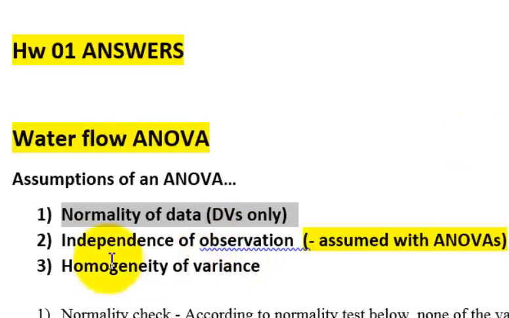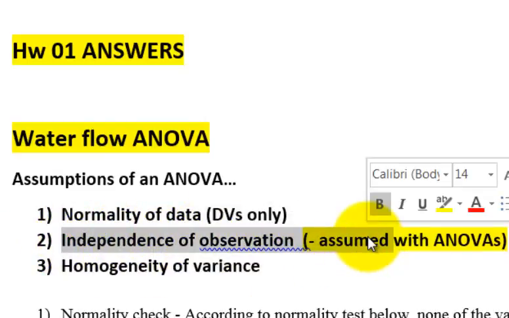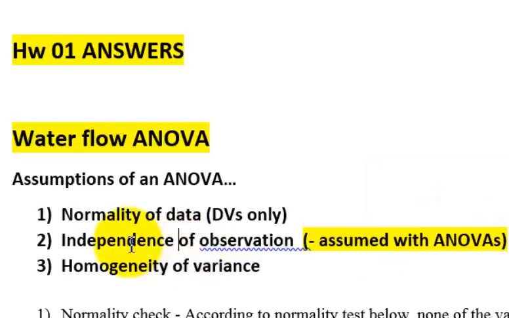Okay. The second assumption is independence of observation. That's if somebody from valve 1 was messing around with what valve 3 was doing. In other words, independence of observation is if somebody from one group is interfering with somebody in another group, that violates that, and we just have to assume it with an ANOVA. And the last one is homogeneity of variance. So that means the spread of the data has to be relatively the same between valve 1, valve 2, valve 3, etc., etc.